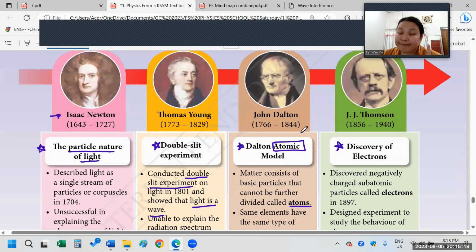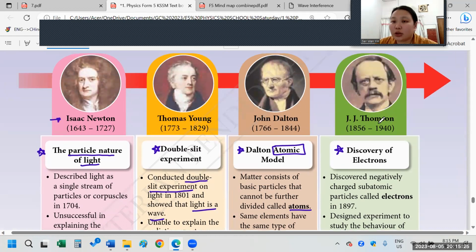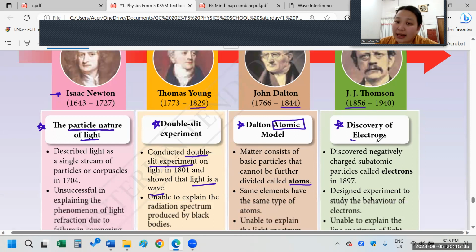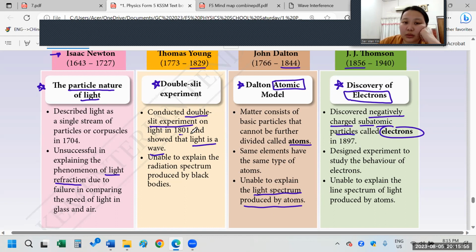Okay, John Dalton said particles is an atom. Then now come to J.J. Thomson. After Thomas Young and John Dalton, he discovered electrons. Oh, inside the atom there is an electron. So he found out inside the atom there is negative charge as subatomic particles. So he called it electron in 1897. So see, from here to here is already around 90 years. From here to here is around 200 years already.